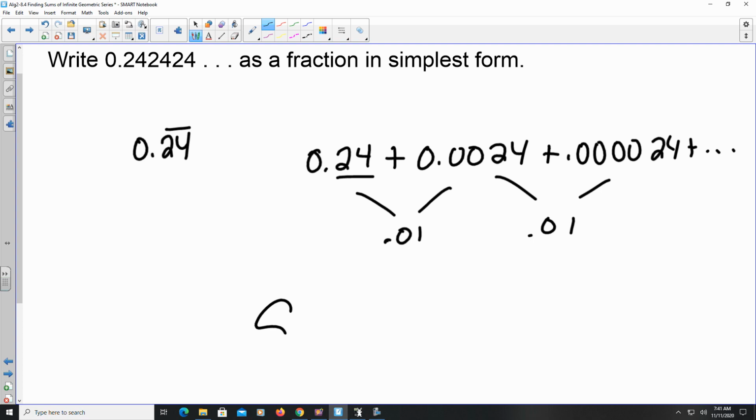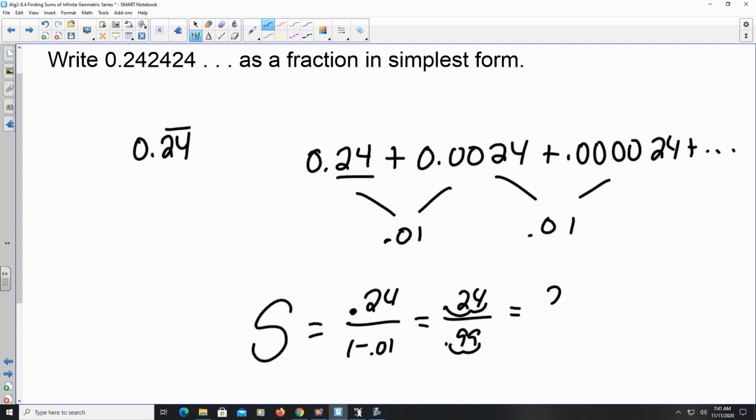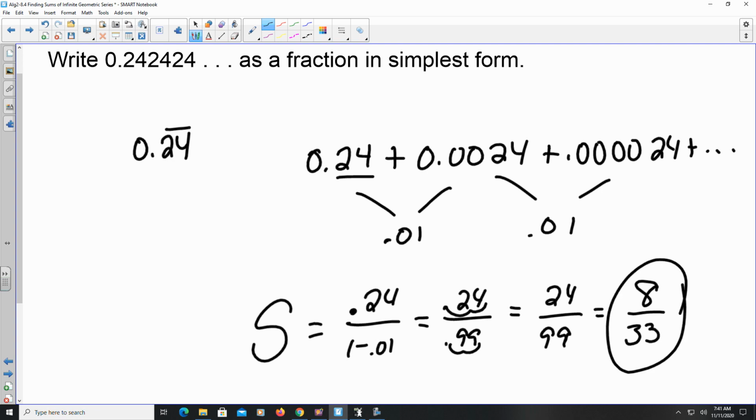So using the series formula, a sub 1 is 0.24 divided by 1 minus 0.01. All right, 1 minus 0.01 is 0.99. So this is going to be equal to 0.24 divided by 0.99. If I move the decimal place 2 units to the right, this is actually going to be 24 over 99. And 24 over 99 gets reduced to 8 over 33.